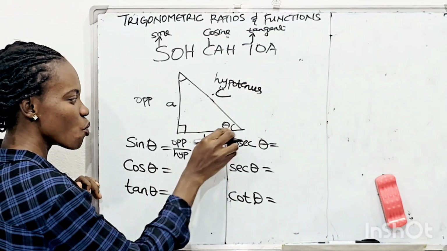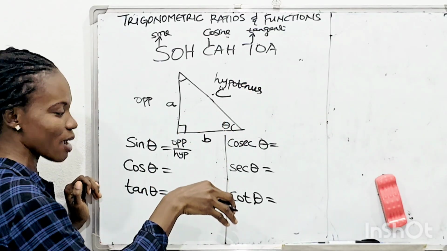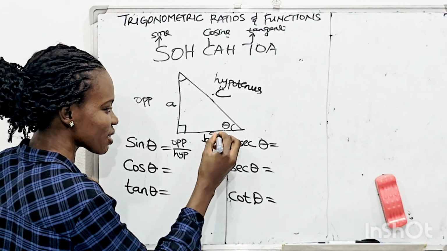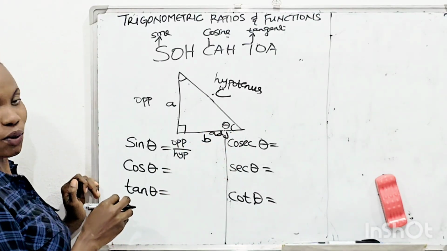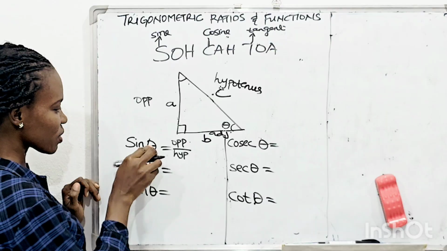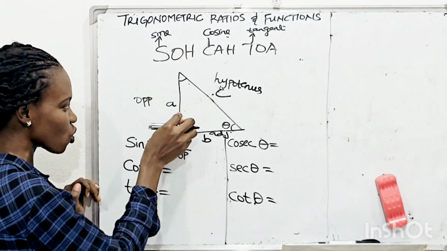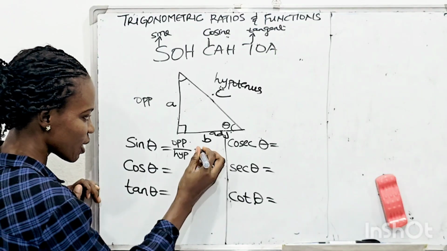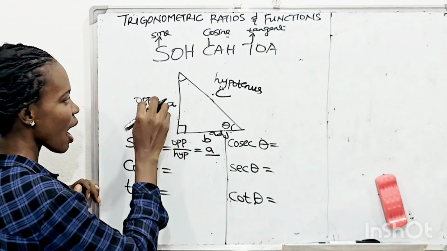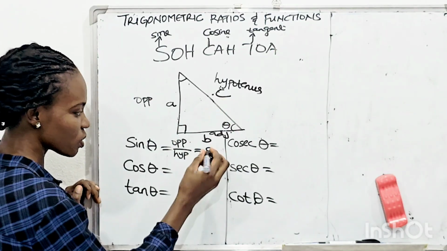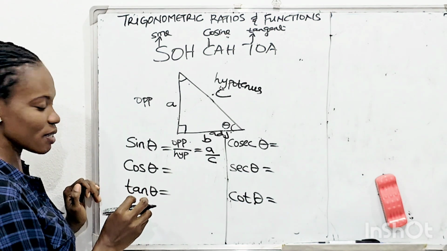Then the side where the angle is sitting down on is called the adjacent. Adjacent. Okay? Alright, so now we have sine theta. Sine theta is equal to opposite over hypotenuse. So our opposite is A over hypotenuse. Our hypotenuse is what? C. Are you getting it? Good.